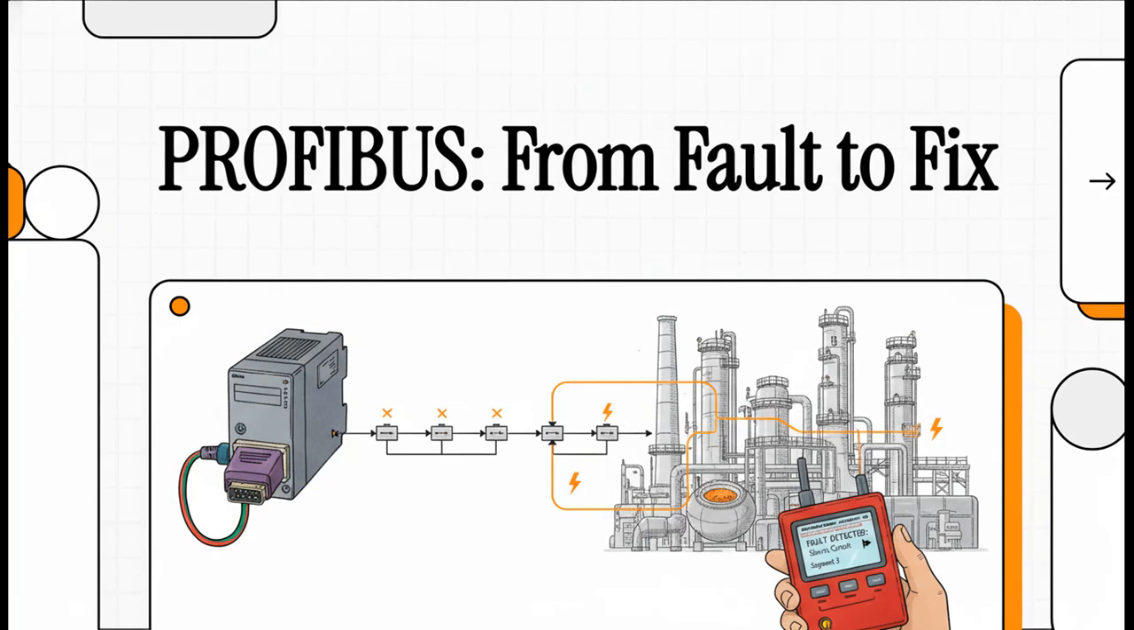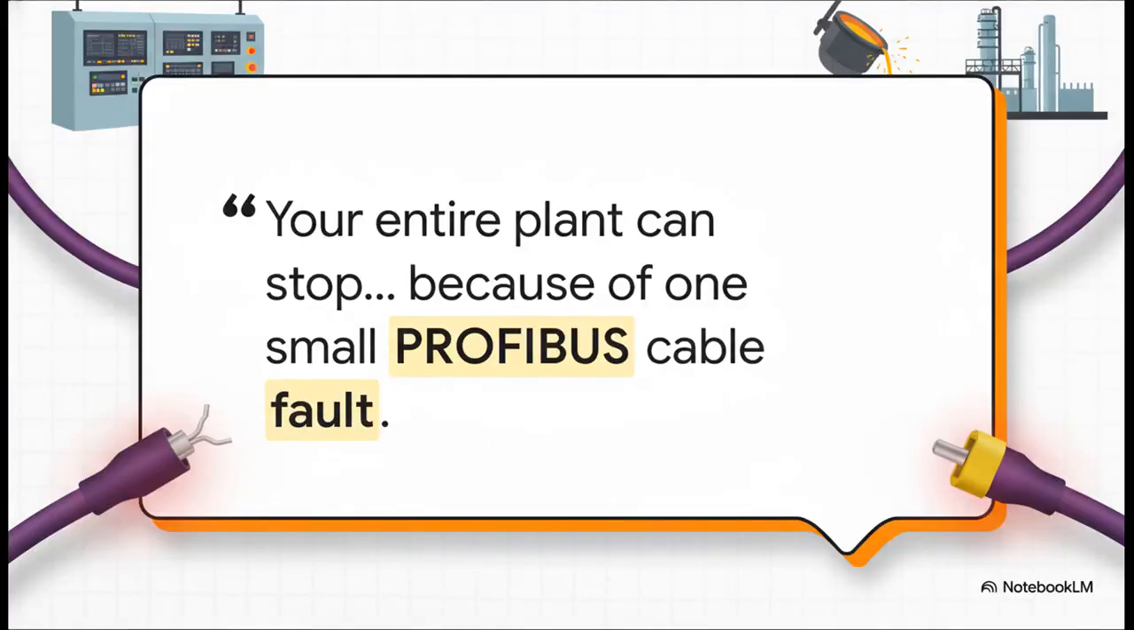All right, let's talk about one of the most important networks in automation, Profibus. If you work in this field, you're gonna run into it, guaranteed. Knowing how to handle it when things go wrong, well, that's not just a nice-to-have skill. It's absolutely essential. So let's dive in. And trust me, that is no exaggeration.